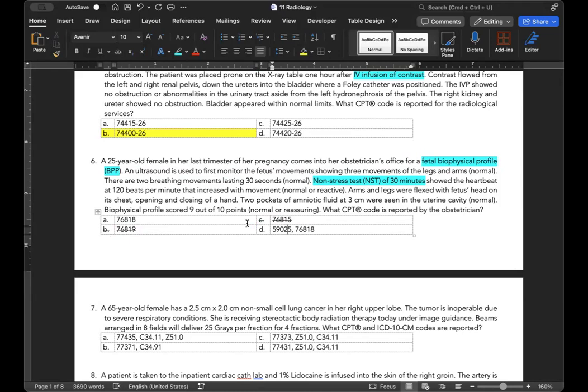Let's go take a look at that. And then our 59025 is for the fetal non-stress test. So should we report the 59025, or should we only report the 76818? Right. Yep. We're only going to report the 76818. Okay. Any questions on that one?